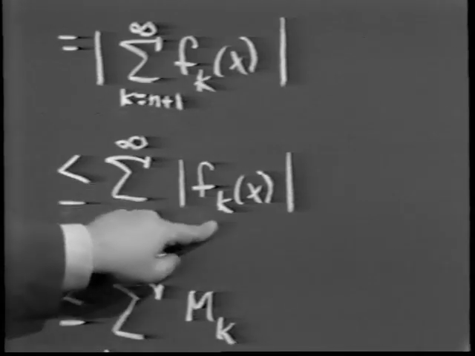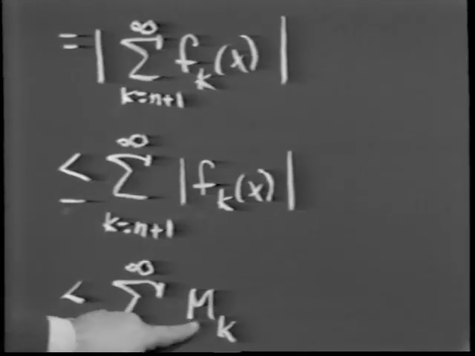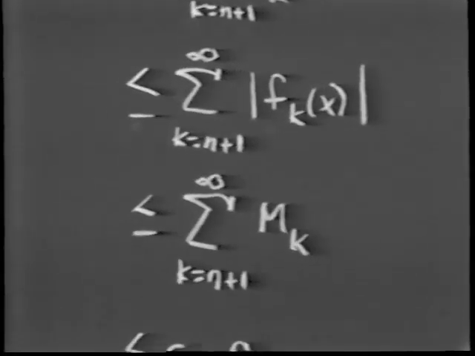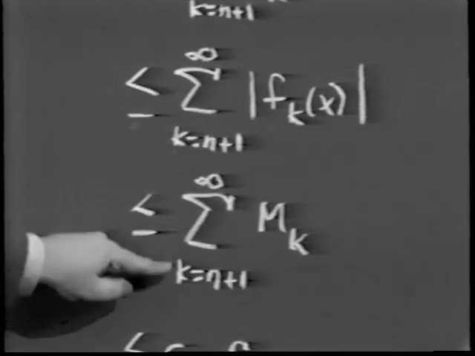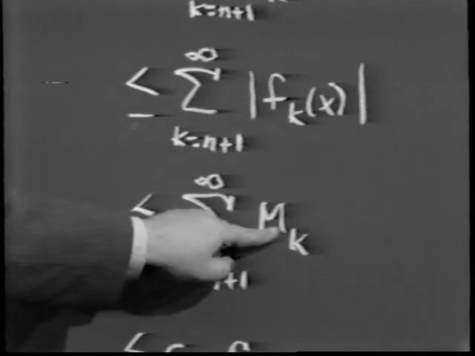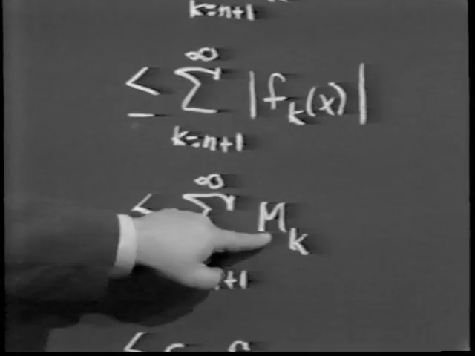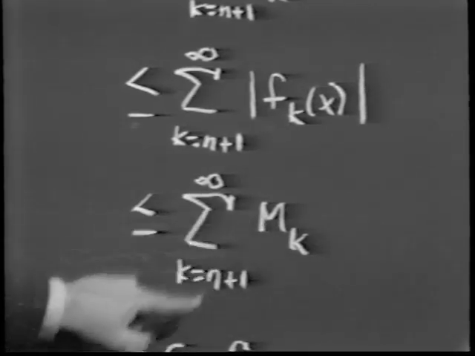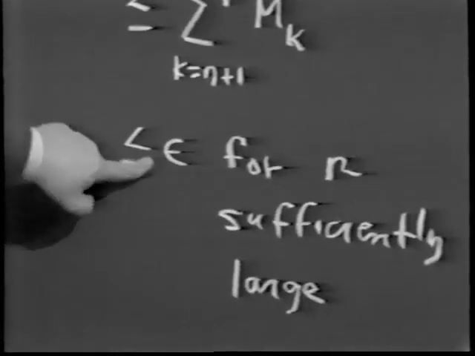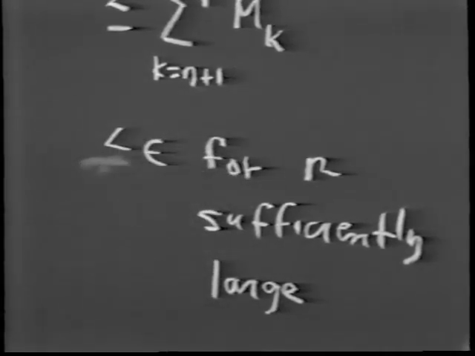Now remember what the Weierstrass condition was. It was that for each k, the absolute value of f sub k of x for all x in my interval was less than or equal to m sub k. So I can now go from here to here. But what do I know about the series summation m sub k? I know that that's a positive convergent series. In particular, because it's convergent, that means that the tail end, meaning from n plus 1 to infinity, that sum can be made smaller than any prescribed epsilon, smaller than any given epsilon, simply by picking n sufficiently large.